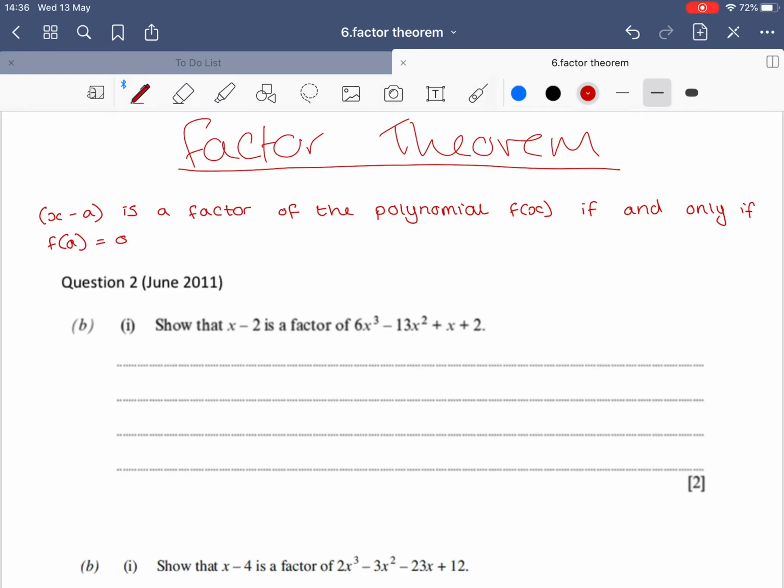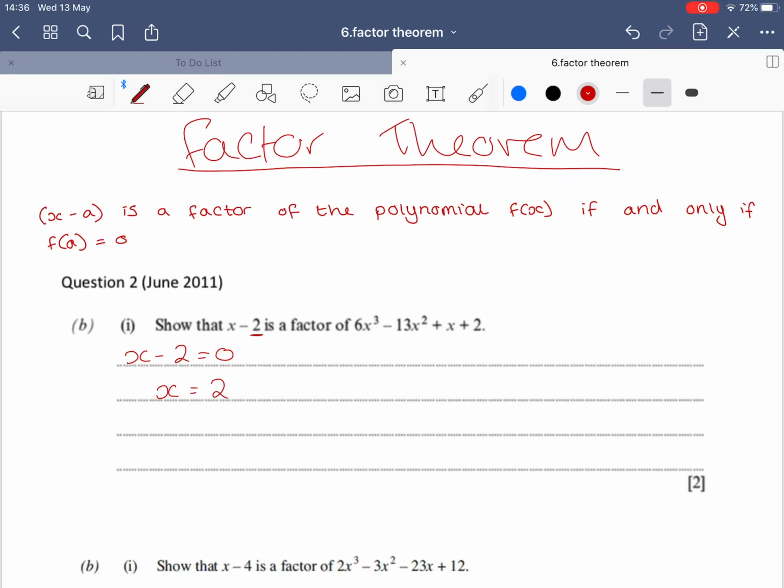So for the first question, these are all past paper questions. I think I've got 3, maybe 4, I can't remember. We've got to show that x minus 2 is a factor of 6x cubed minus 13x squared plus x plus 2. To do that, like I just said, we substitute in our a. If x minus 2 equals 0, x is therefore 2.